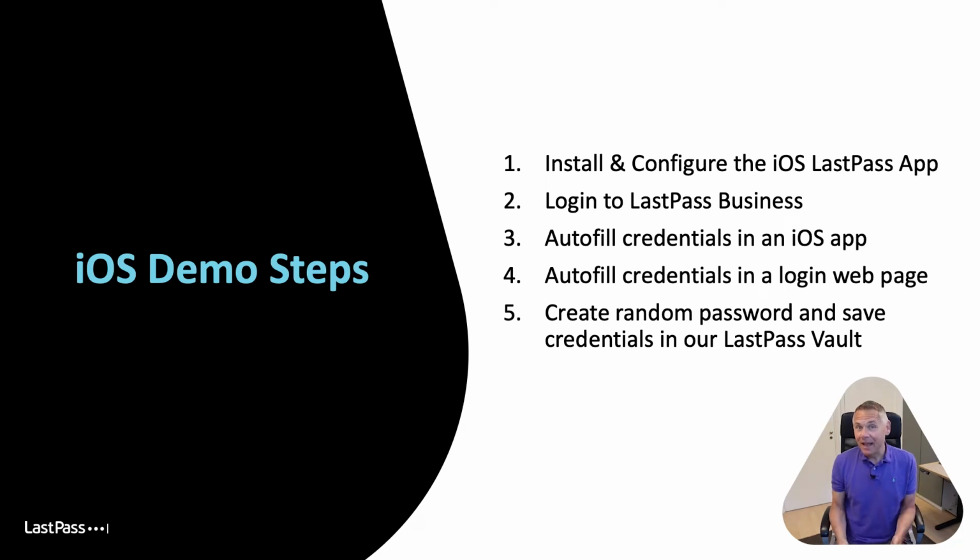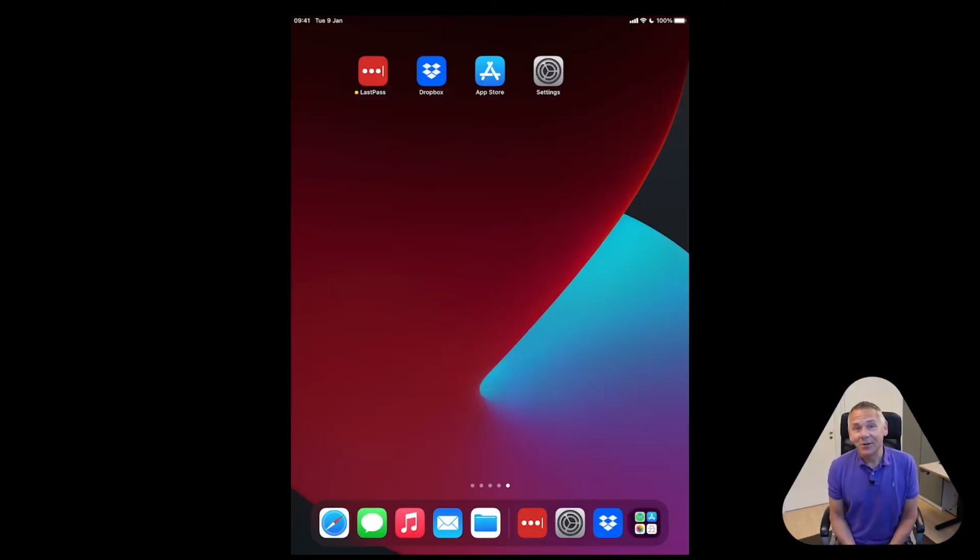In this demonstration, we'll show you how to set up and use the Apple iOS LastPass app. We'll start off by installing and configuring the LastPass app from the Apple App Store. Following this, we'll log into our secure LastPass vault. We'll then demonstrate how to use the autofill feature for both iOS apps and websites through the Safari browser. And finally, we'll register on a new e-commerce website with a random password and save the credentials in our vault. Let's go ahead and get started.